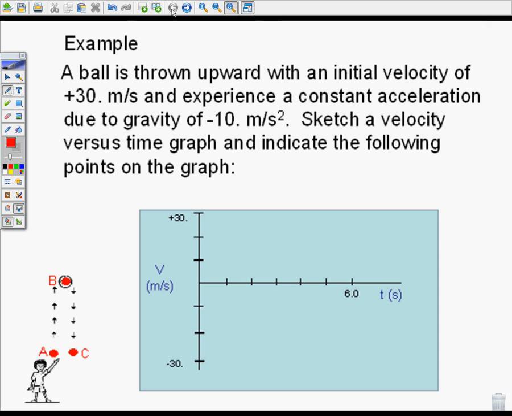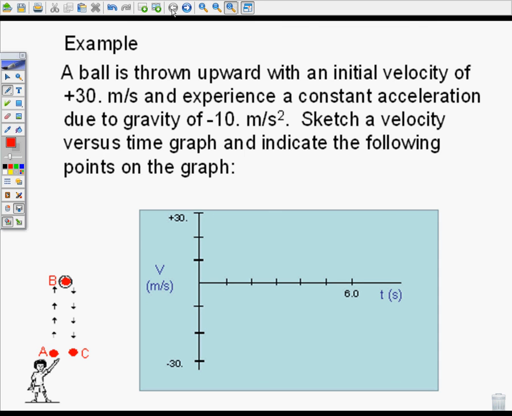We're going to analyze the ball once it's no longer in contact with my hands. Once I throw the ball and it's no longer touching my hands, that's time 0. And at time 0, we're saying that the ball is going to be going upward, positive 30 meters per second.